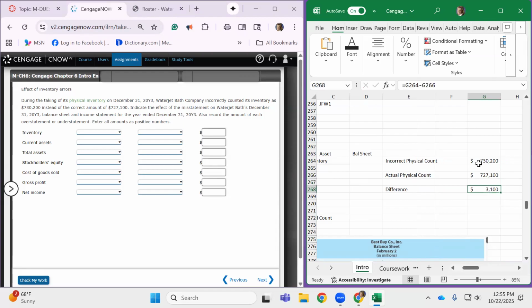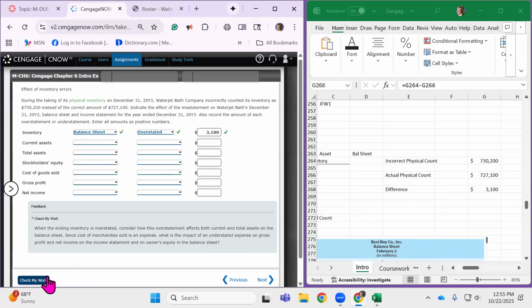So if we thought it was 730,200, but the actual physical count was this, that means that our asset was overstated. It's on the balance sheet. It is overstated by $3,100. Let's see if I'm on the right track. So if inventory is an asset, then yes, current assets are reported on the balance sheet too, and therefore current assets will be overstated by that same amount, just as long as there weren't any other errors.